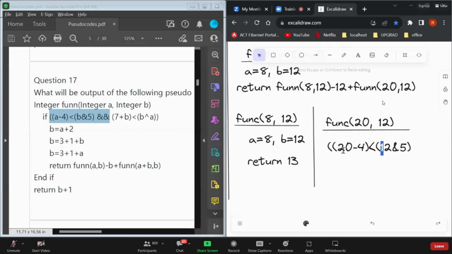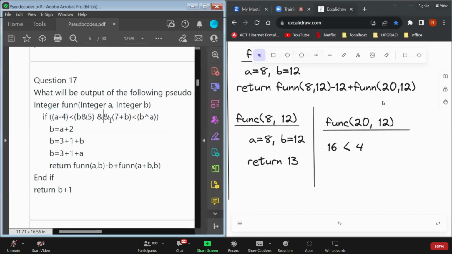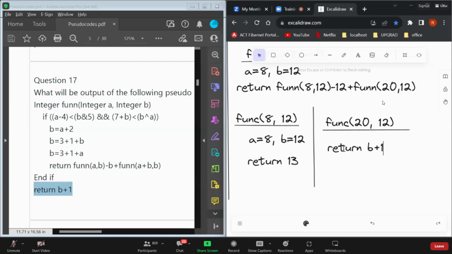We have seen that 12 and 5 will result in 4. What is 20 minus 4? It is 16. So the condition is 16 less than 4. Is that true? No, this is false. And you have a logical AND in between, so one condition is false and the entire condition is false. Just by looking at it, because A has a very huge value, you can directly go to the return statement, return b plus 1, which is 12 plus 1, nothing but 13.